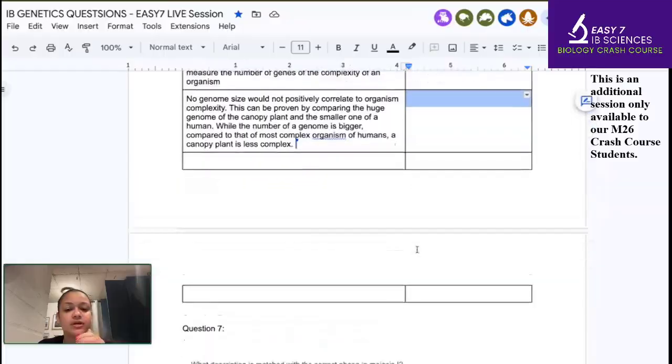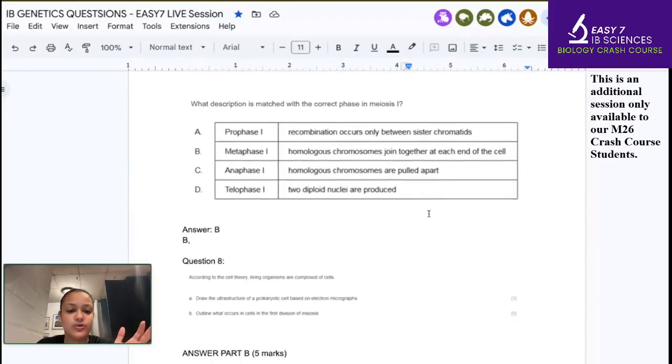Okay, so remember, pros and cons, discuss statements. Cool. So I hope that was helpful. Okay, everyone answered this question and said it was B. Well done. So what description is matched with the correct phase in meiosis 1?